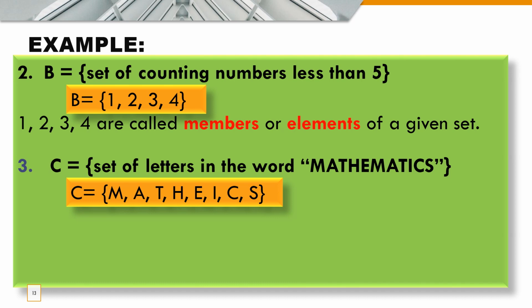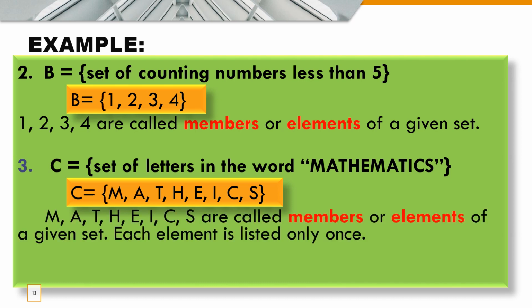Right. Remember that in writing the elements of a set, each element is listed only once. So instead na isulat natin ulit ang letter T kung saan nagbabalik siya at sa letter A nagbabalik din siya, isang beses lang natin siyang isusulat. So M, A, T, H, E, I, C, S are called the members or elements of a given set, and each element is listed only once.